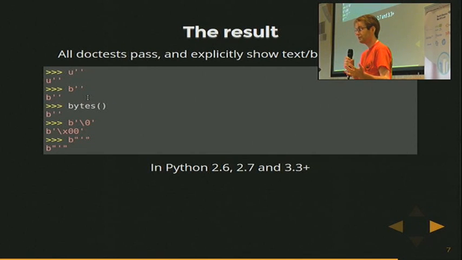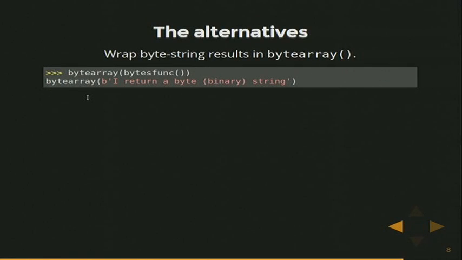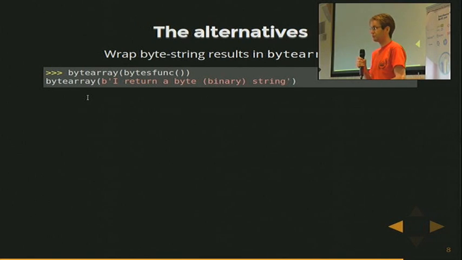Now, this is a bit hacky. You might not want to do this, but you might still have to write doctests that work on all versions. If you like, you can wrap the result of your byte string functions in a bytearray. The repr of bytearray is the same in all versions of Python that support bytearray, so you'll also be able to support Python 3.2 and possibly 3.1, haven't tested it, for a little bit of visual clutter. The other alternative is just drop Python 2.x.